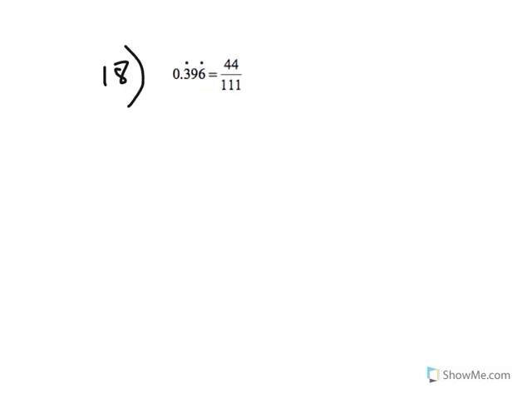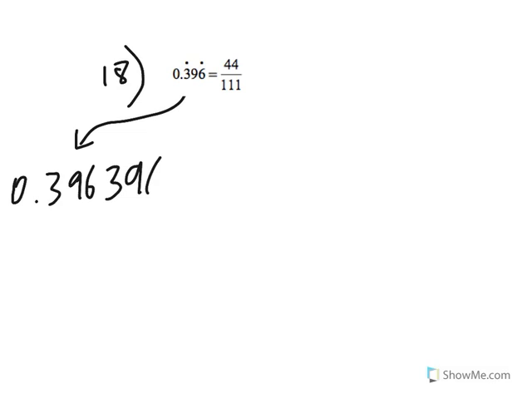Alright, so for question 18, you have to show the recurring decimal 0.396 is equal to 44 over 111. So to prove this, all you have to do is take this decimal and convert it into a fraction. Now these dots over here, they start here and they end here, meaning these three numbers are constantly repeated forever and ever. So in this case, this decimal can be written as 0.396396396 and so on. Let's say that this decimal, 0.396396396, is equal to x.